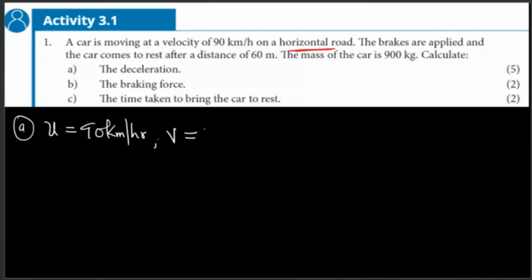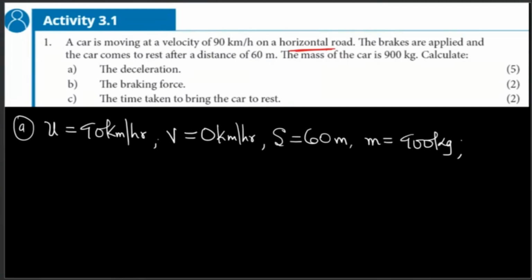So the final velocity is going to be 0 kilometers per hour, after it has moved a distance of 60 meters. The mass of the car is given to be 900 kilograms. I think with this one, we're not going to do much calculation. So the first question is for us to determine the deceleration.